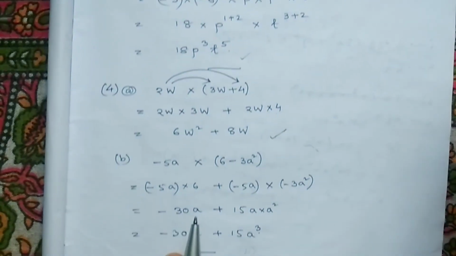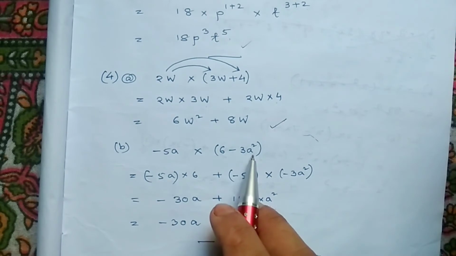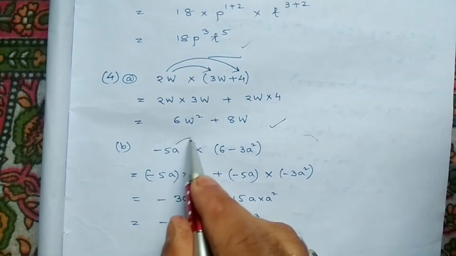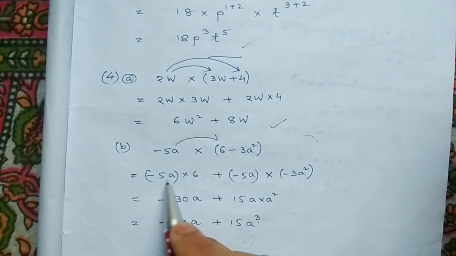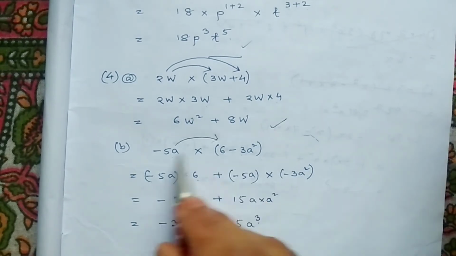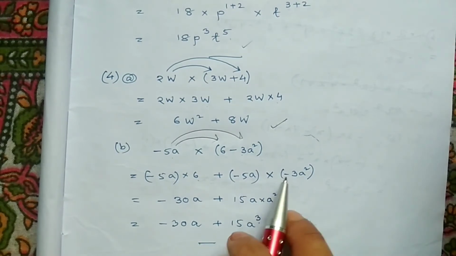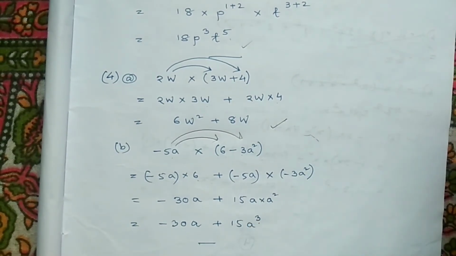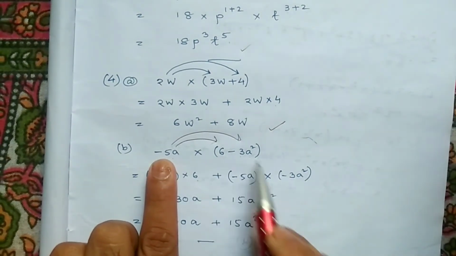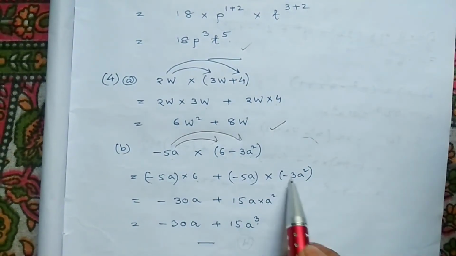Let me show the second one also, that is minus 5a into 6 minus 3a square. That is the question. Now you already know how to proceed. First, minus 5a you have to multiply with 6, minus 5a into 6. Then you have to multiply minus 5a with minus 3a square, minus 5a into minus 3a square. So what have we done? Minus 5a into 6 and then minus 5a into minus 3a square. Clear? So we have just separated this into the first term here and the second term here.